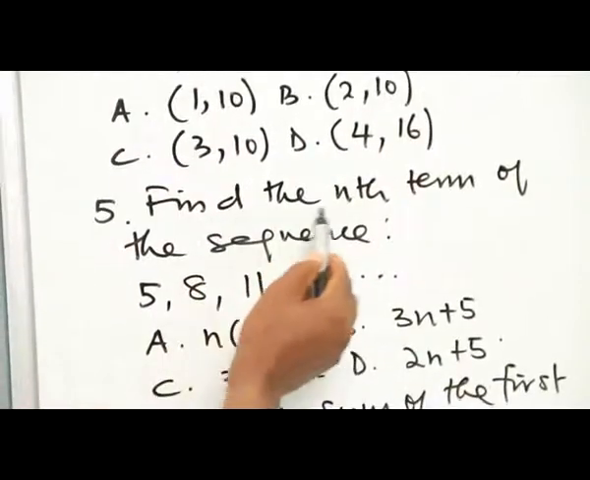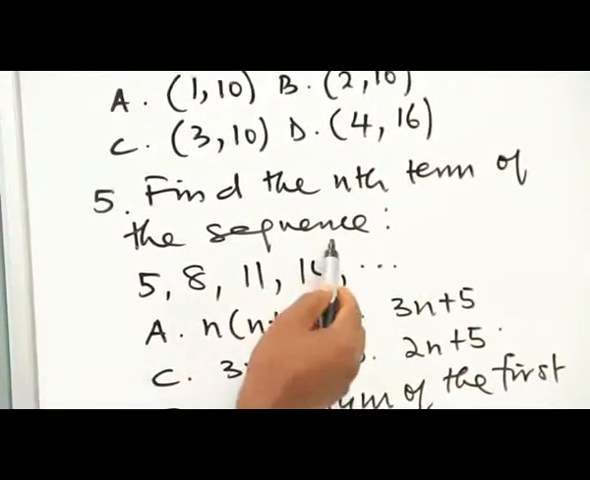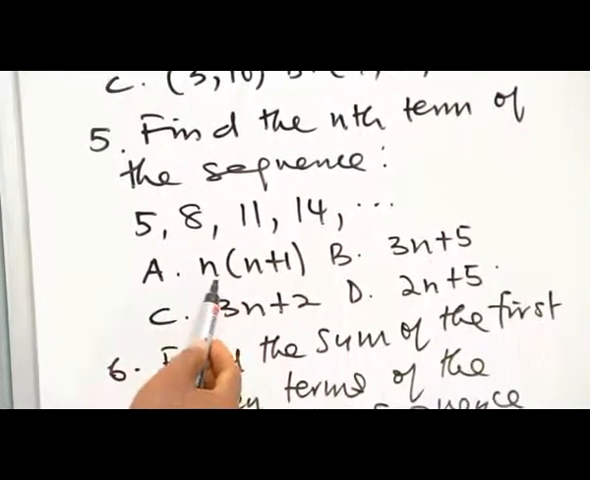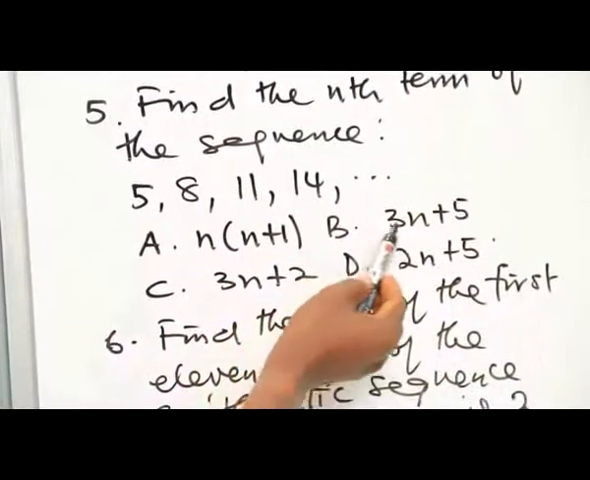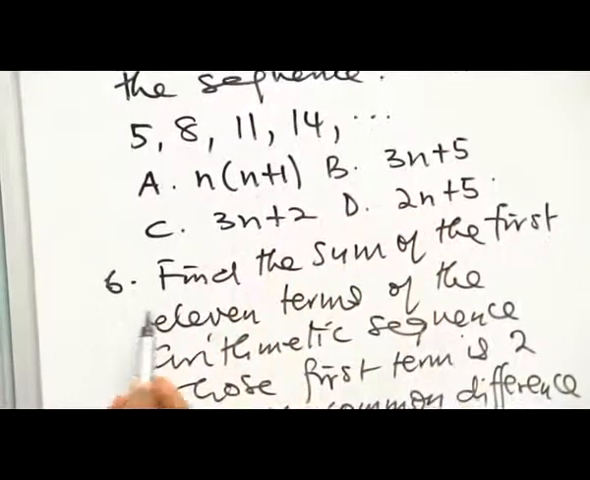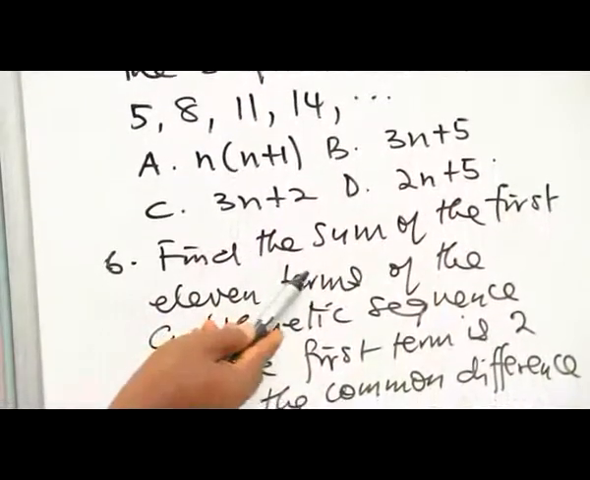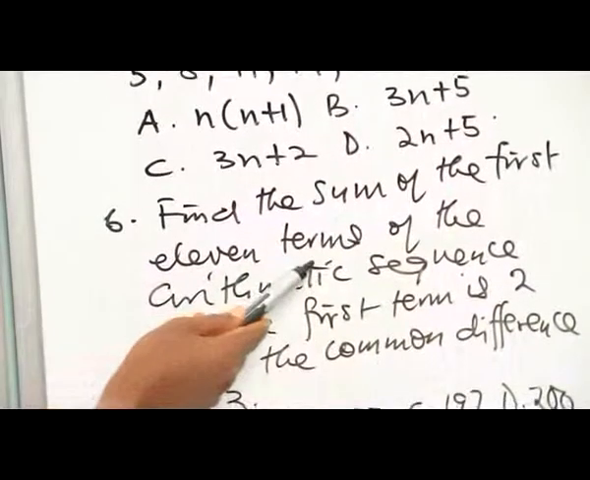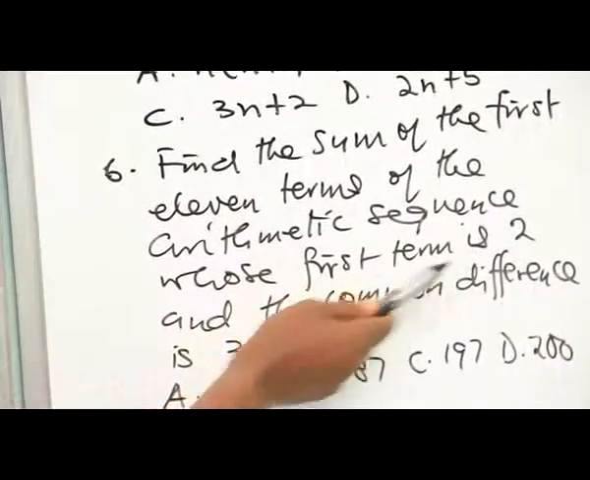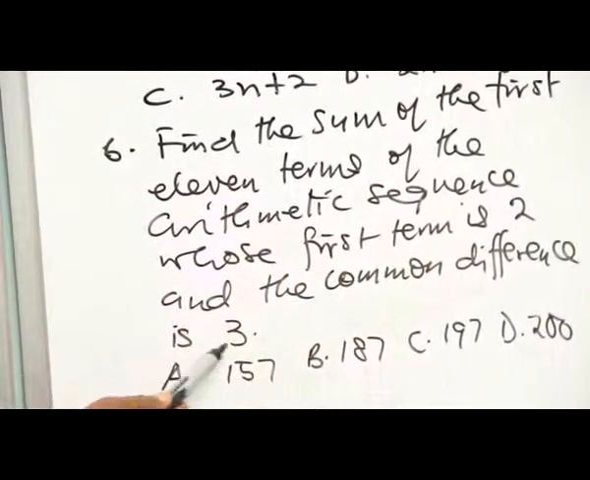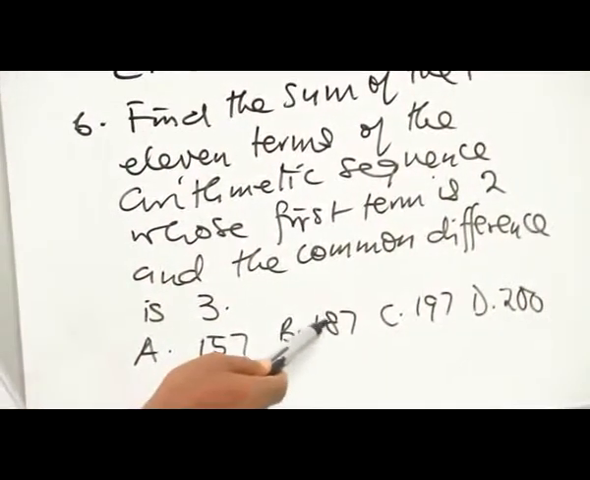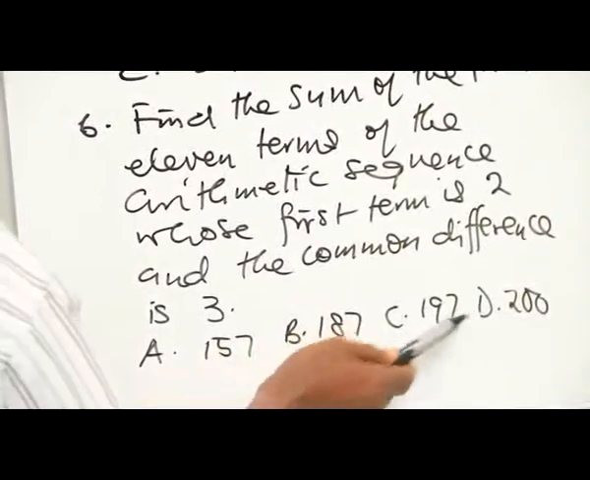Number 5. Find the nth term of the sequence 5, 8, 11, 14. A, n plus 1, B, 3n plus 5, C, 3n plus 2, D, 2n plus 5. Number 6, find the sum of the first 11 terms of the arithmetic sequence whose first term is 2 and the common difference is 3. You have your option A, 157, option B, 187, option C, 197, D, 200.